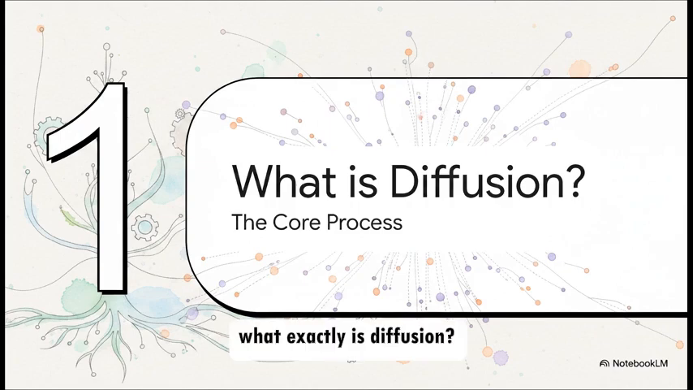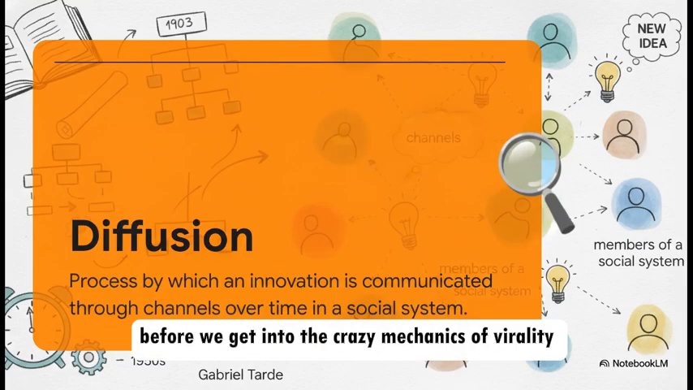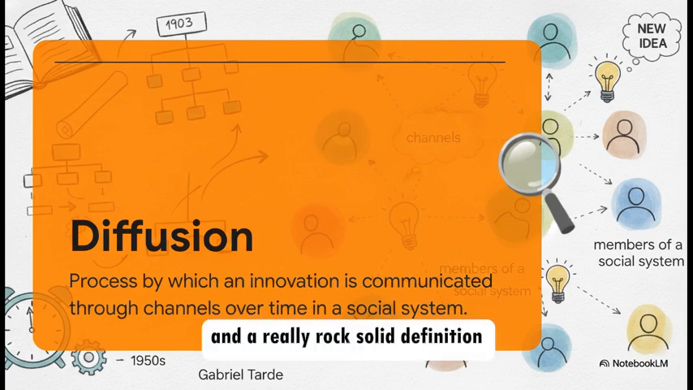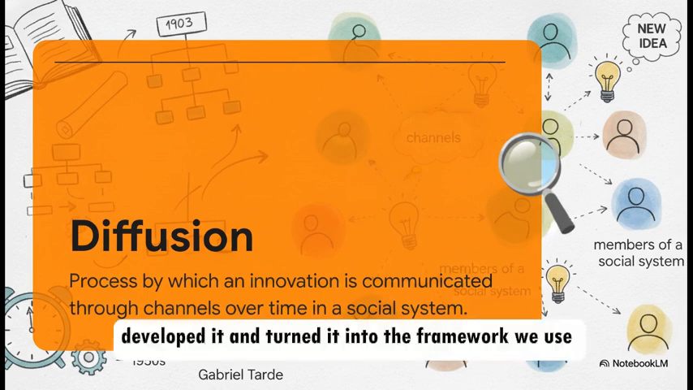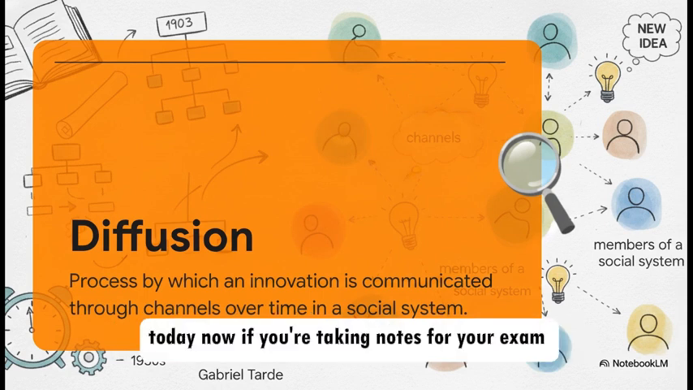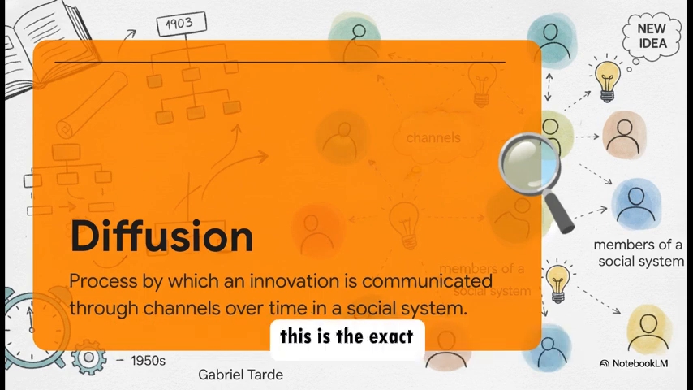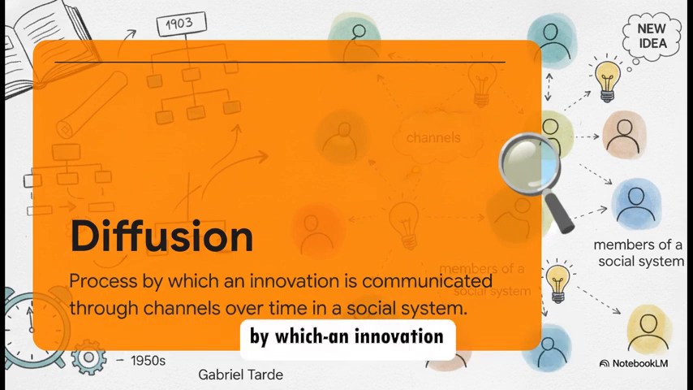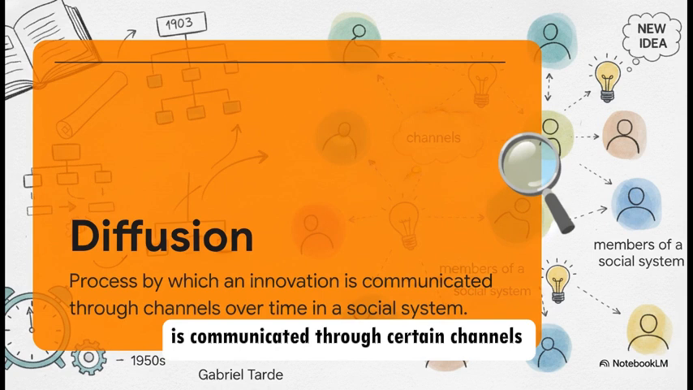What exactly is diffusion? Before we get into the crazy mechanics of virality, we need a little bit of history and a really rock-solid definition. This whole concept was actually first kicked around way back in 1903 by a French sociologist named Gabriel Tarde. But it wasn't until the 1950s that Everett Rogers really took it, developed it, and turned it into the framework we use today. Now, if you're taking notes for your exam, this is the exact academic definition you need to memorize. Diffusion is the process by which an innovation is communicated through certain channels over a period of time among the members of a social system.